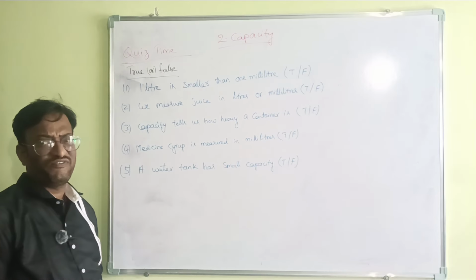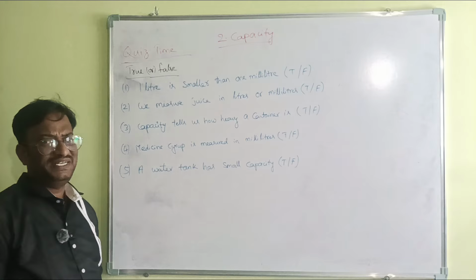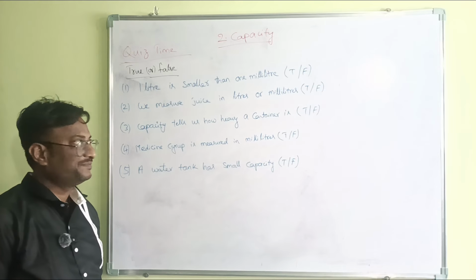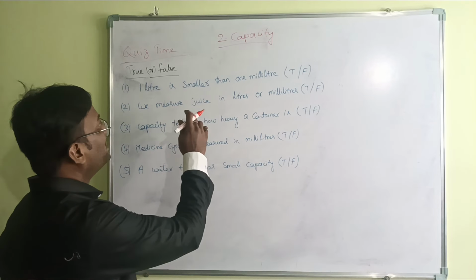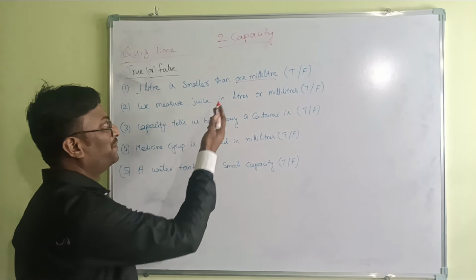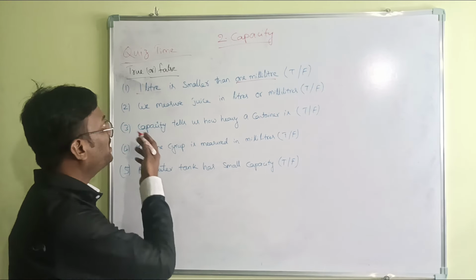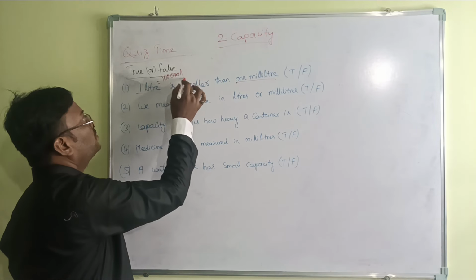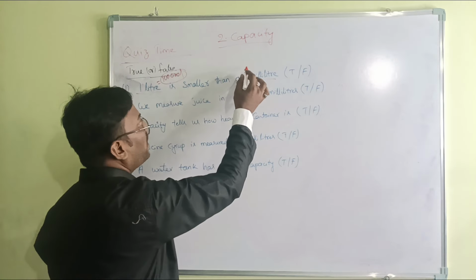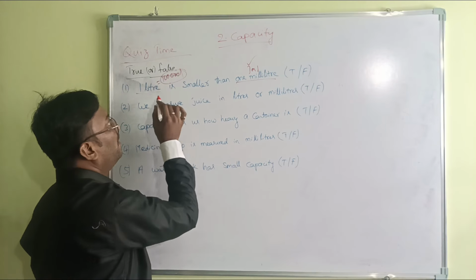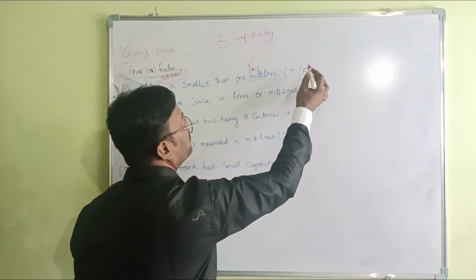Right. Now the time is true or false. This is another type of questions. Pause it and please try yourself. 1, 2, 3, 4, 5. Come on. 1 liter is smaller than 1 milliliter. Is it true? Which is smaller? Milliliter is smaller. 1 liter is equal to 1000 milliliters, right? So 1000 milliliters is smaller or 1 ml is smaller? 1 ml is smaller, but here he has given 1000 ml is smaller. So this is false.